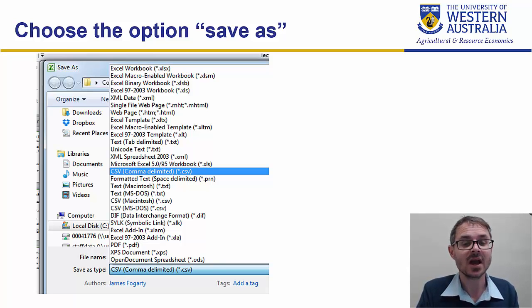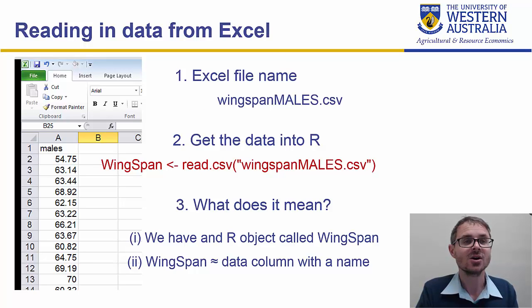Now let's just have a look at the notation we use. So this is where you're starting to learn about how you need to set up management of your workflow. So we've got our Excel file called Wingspan Mails and we've saved it as a CSV file. How we need to get it into R is we need to give the file a name, just like you needed to give it a name in Excel, you need to give it a name in R.